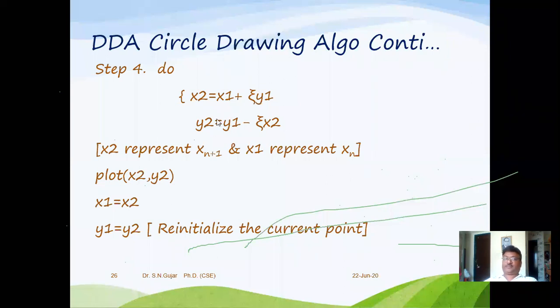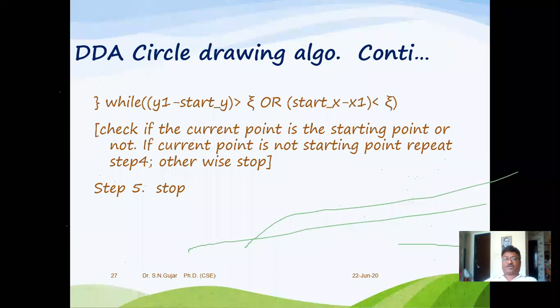Now once you have done this step 4, it continues. And here you have to put the condition: while, in brackets, y1 minus start y greater than epsilon, or start x minus x1 less than epsilon. So this is the standard condition you have to put in the while.